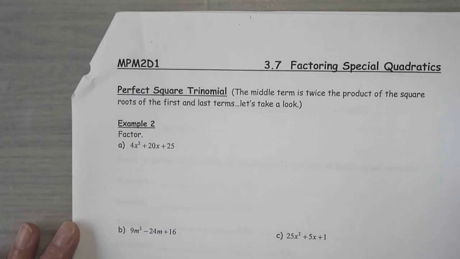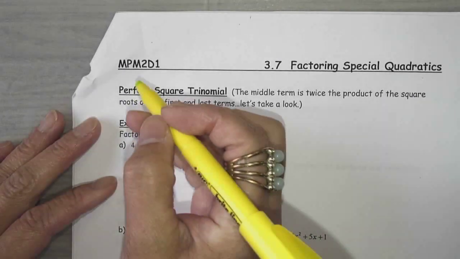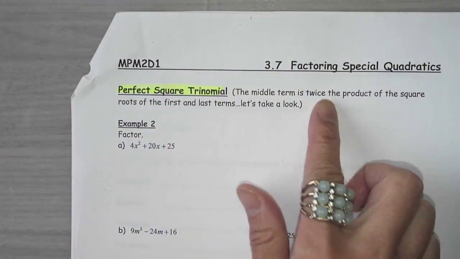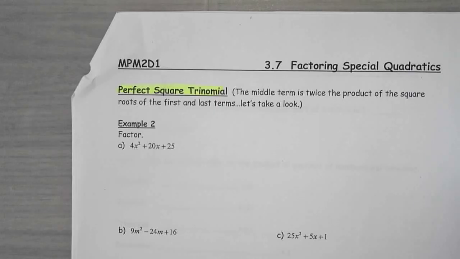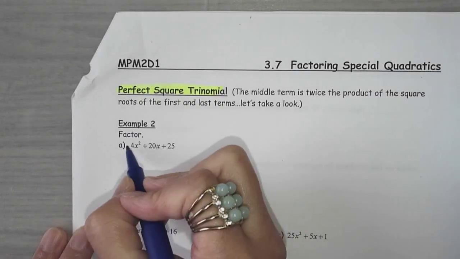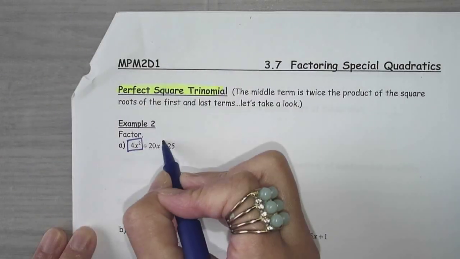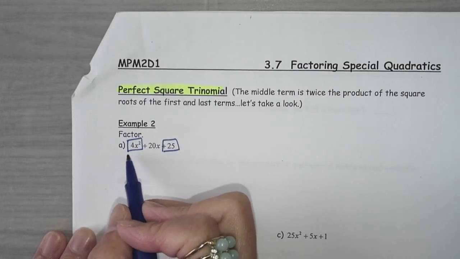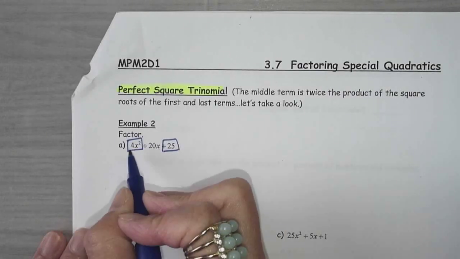The next special quadratic that we're looking at is called a perfect square trinomial. Okay? The middle term is twice the product of the square root of the first and the last. That sounds like a lot of words, so let's just look at that for a second. So first of all, let's take a look at the first and the last terms. They have to be perfect squares, so that's a 2x and a 2x, right? So we go 2x and a 2x.